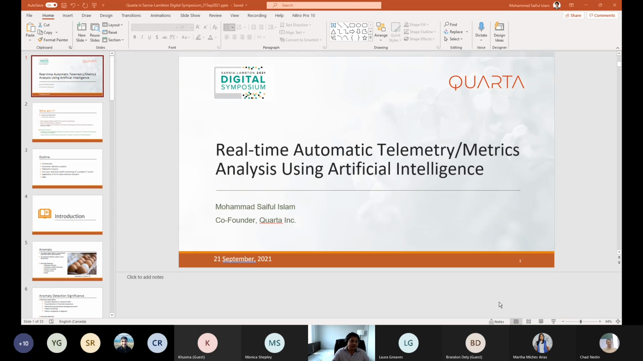So today, I'd like to introduce you to our exciting work on real-time automatic telemetry analysis using artificial intelligence.